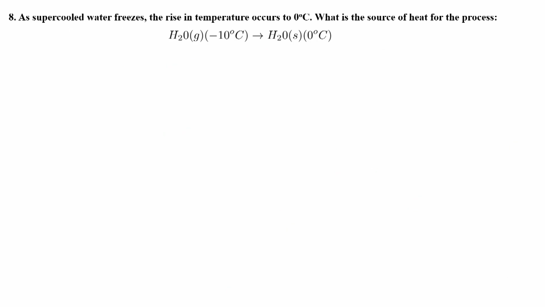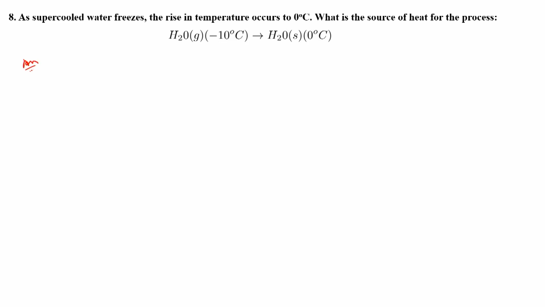Next, we move to problem number 8. It says, as supercooled water freezes, the rise in temperature occurs to 0 degree Celsius. What is the source of heat for the process? H2O liquid at minus 10 degree goes to H2O solid at 0 degree Celsius. So, in this case, delta H is 0, right? No heat is transferred to or from the system.